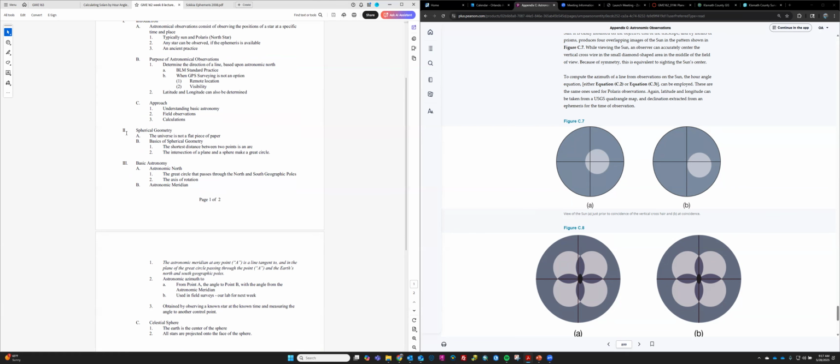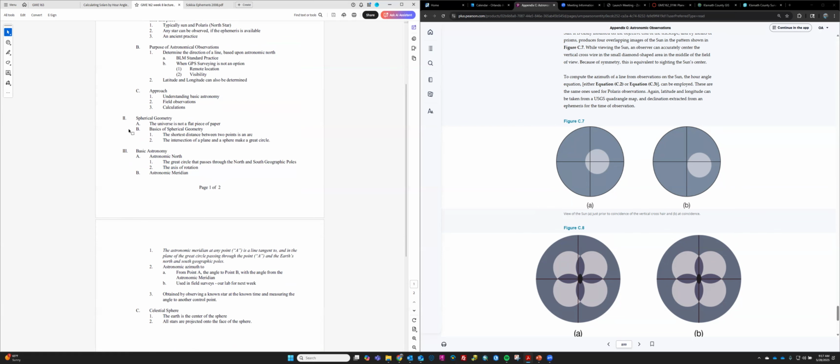All right. So the purpose of the astronomic observations is determination of a line based on astronomy, which is BLM standard practice. When GPS surveying is not an option, again, remote location, visibility, latitude and longitude can be determined, but again, very hard calculations for longitude. Approach: understand basic astronomy, field observations and calculations.